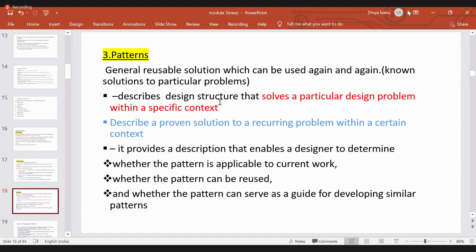A pattern describes a design structure that solves a particular design problem within a specific context. So you should identify the context. It's not applicable everywhere. That's why you have to learn your system first, and only then can you do the domain analysis. It provides a description that enables the designer to determine whether a pattern is applicable to the current work, whether it can be reused, and whether it can serve as a guide for developing similar patterns. There are different types of patterns, already built-in patterns for object-oriented programs, and those are reusable patterns.